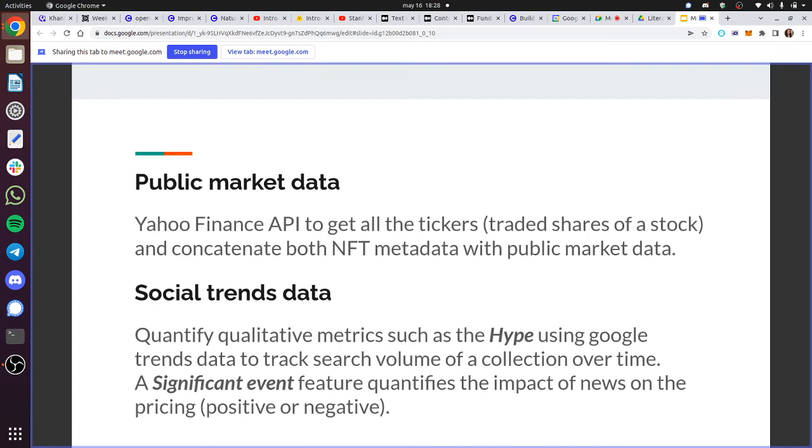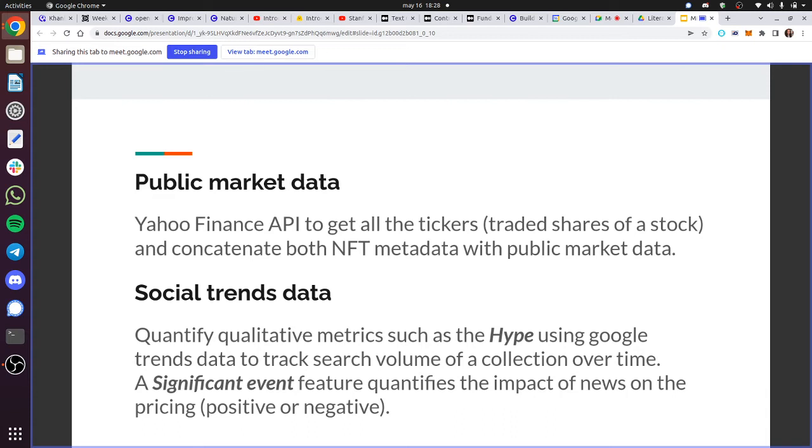So about the public market data, they have been using Yahoo Finance API to get all the tickers. Tickers are the traded share of a stock, and they concatenate both NFT metadata with this public market data. About social trends data, they have been quantifying qualitative metrics such as the hype using Google Trends data to track the search volume of a collection over time.